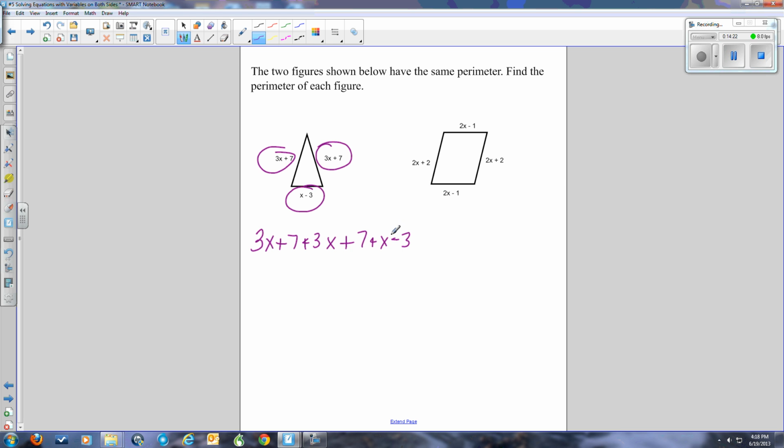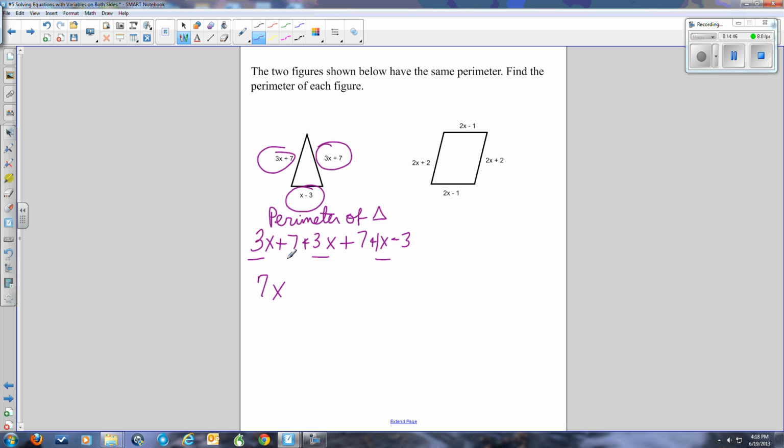Now, I'm running out of room here, so you know what I'm going to do? I'm going to do the perimeter of the triangle and actually combine my like terms and get an expression for that first, and then I'll write out the rest of it. I'm underlining my like terms that have an x in it. So I have 3x plus 3x plus 1x. That gives me 7x.